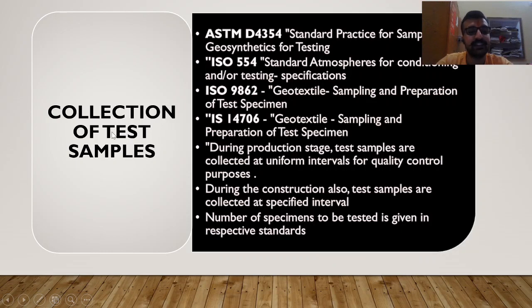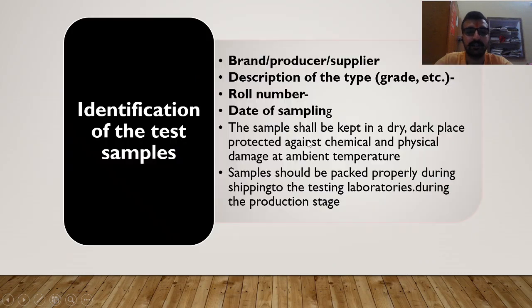The collection of test samples is done according to the codes mentioned here: ASTM D4354, ISO 354, ISO 9862 or Indian Standard 14706. During the production stage, test samples are collected at uniform intervals for quality control purposes. During construction also, test samples are collected at a specified rate. The number of specimens to be tested is given in the respective standards.